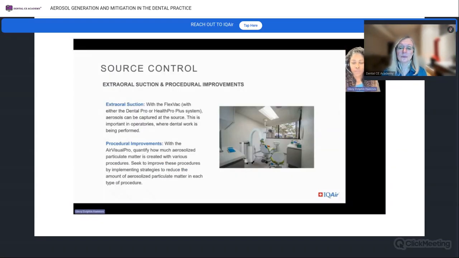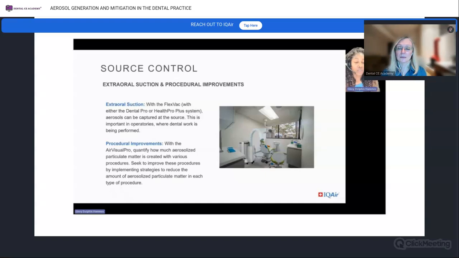So we just spoke about extraoral suction. This is a picture of an extraoral suction device, the FlexVac. The other way to improve air quality through source control is through the use of the AirVisual Pro. By being able to measure, you're actually able to make procedural improvements.